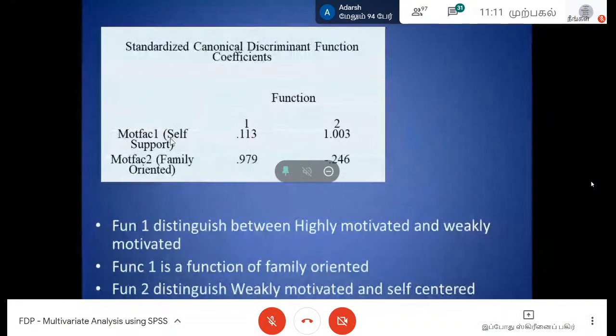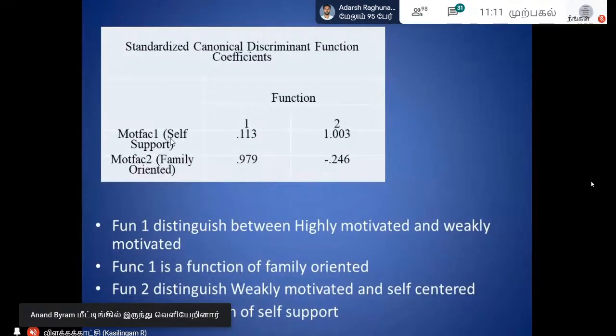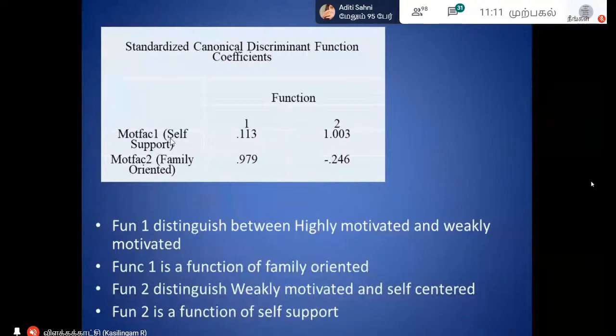And self-support distinguishes between self-centered and weakly motivated. This is what we want. This is the discriminant analysis. If you look at that canonical diagram and this standardized canonical discriminant function, you can answer for the main purpose of discriminant analysis.